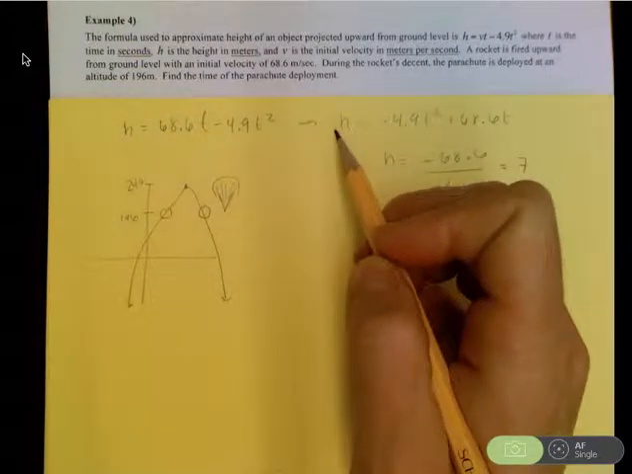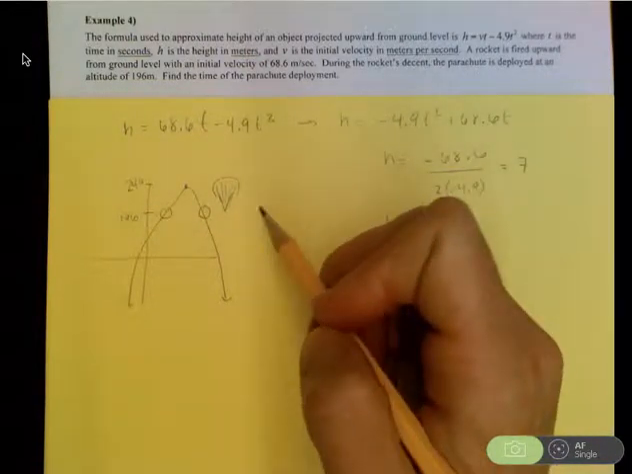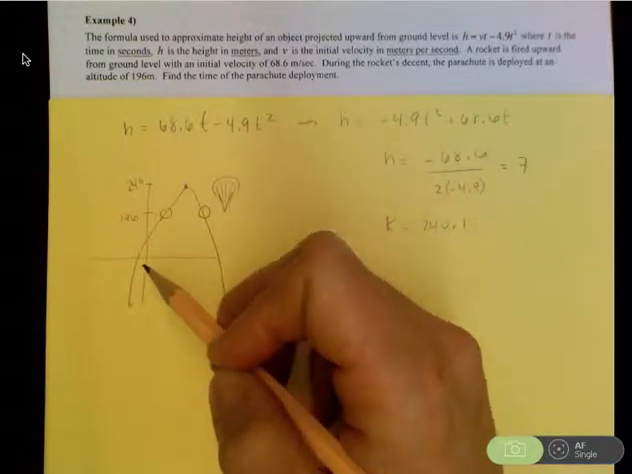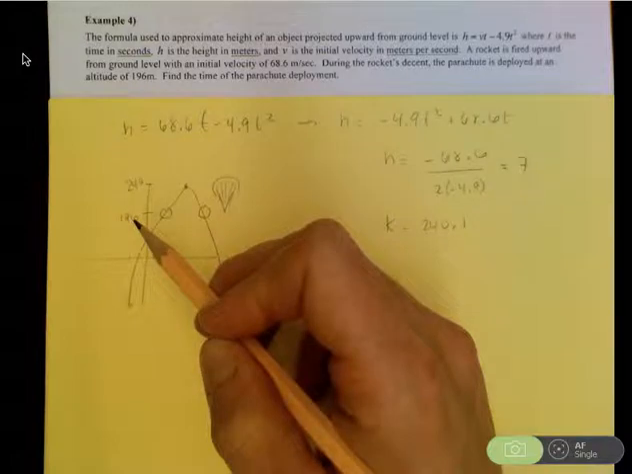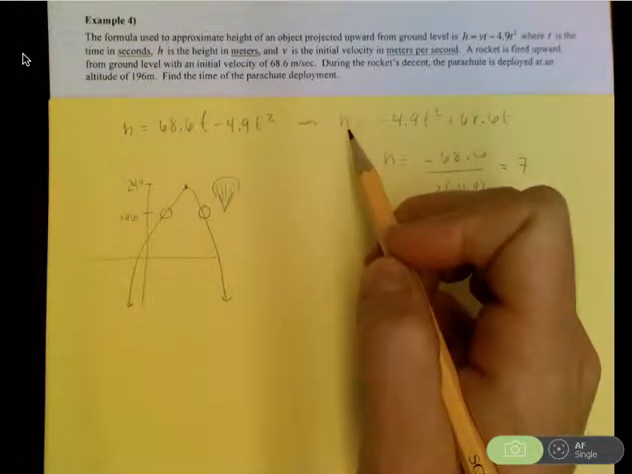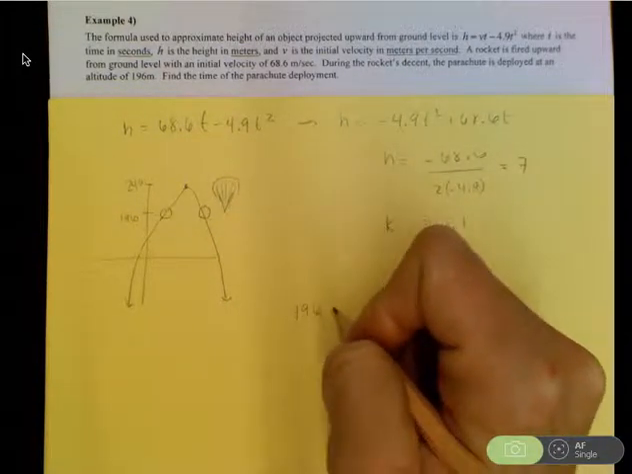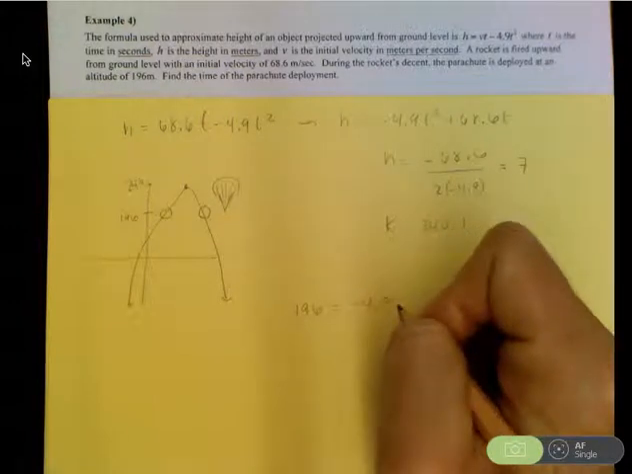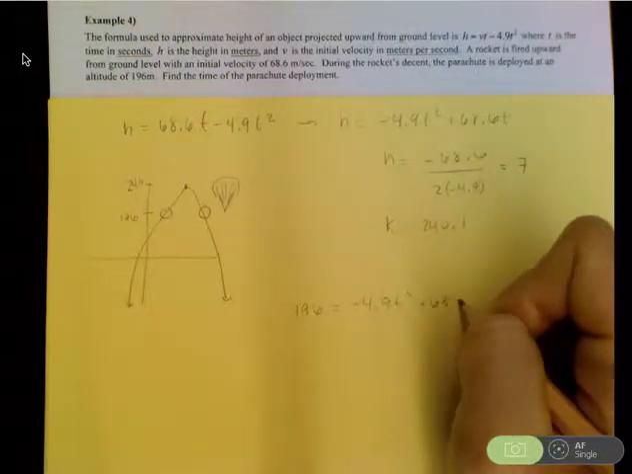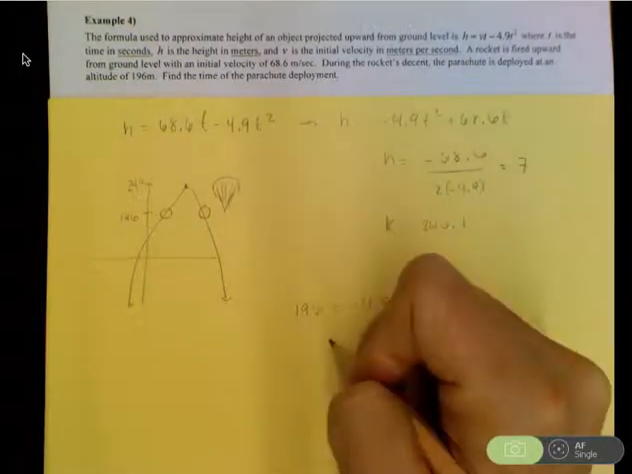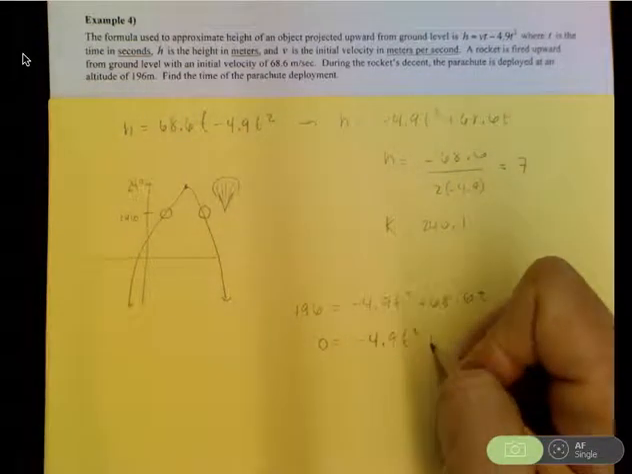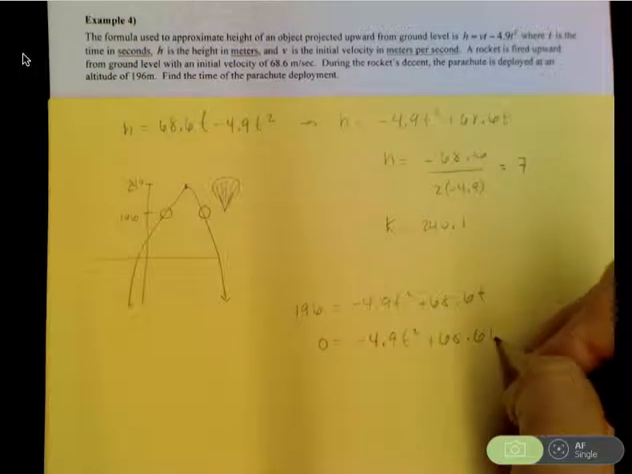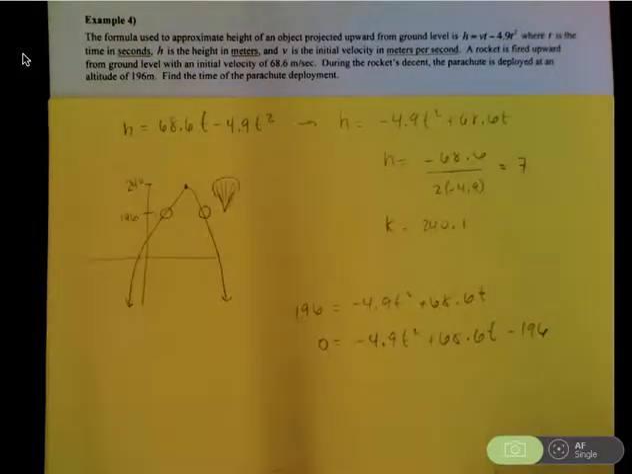This is height that the whole thing is set to. If we wanted x-intercepts, we'd set height equal to 0. We don't want the height at 0. We want the height at 196. So we've got to set the whole equation equal to 196. Right, let's move it over and now set the whole thing equal to 0 to make it a true quadratic again. Plus 68.6t minus 196.